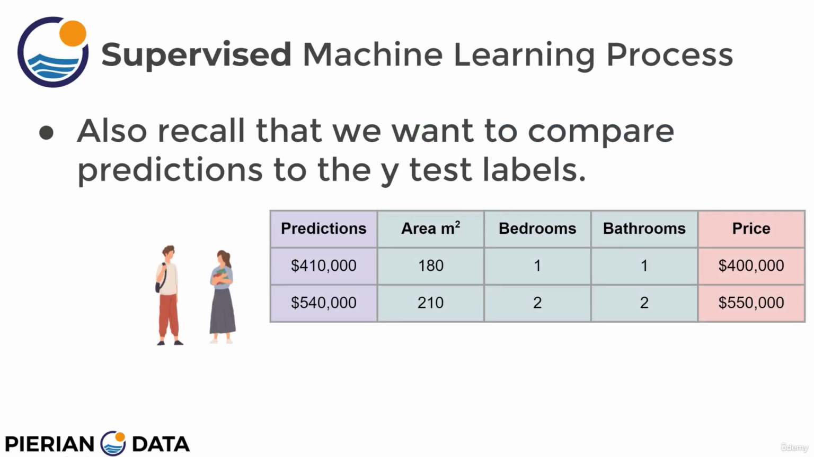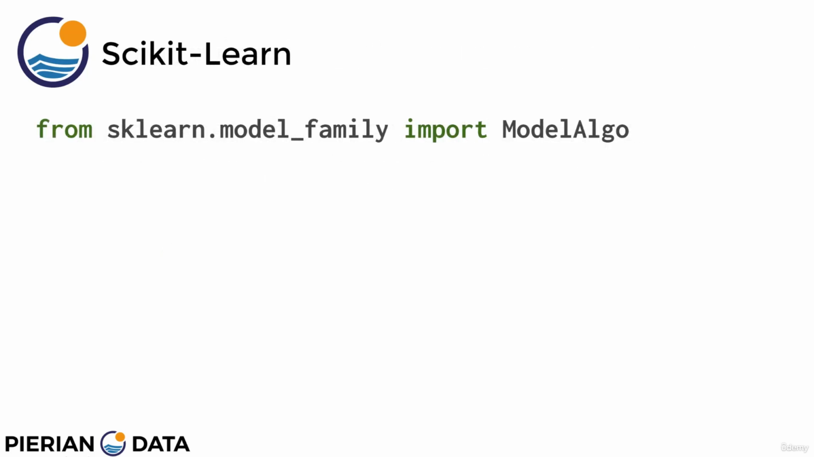Also recall that at the end of the supervised machine learning process, the end goal is to have predictions, and then we want to compare them to the true y_test labels. So the way this works in general for scikit-learn is the following. And keep in mind, this is just a generalized example. The code shown here won't actually work if you try to run it. Basically, scikit-learn is formatted in the following framework.